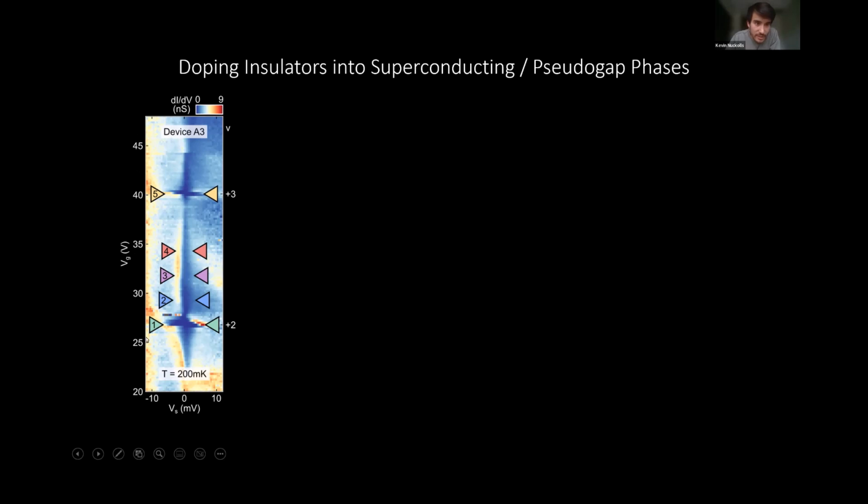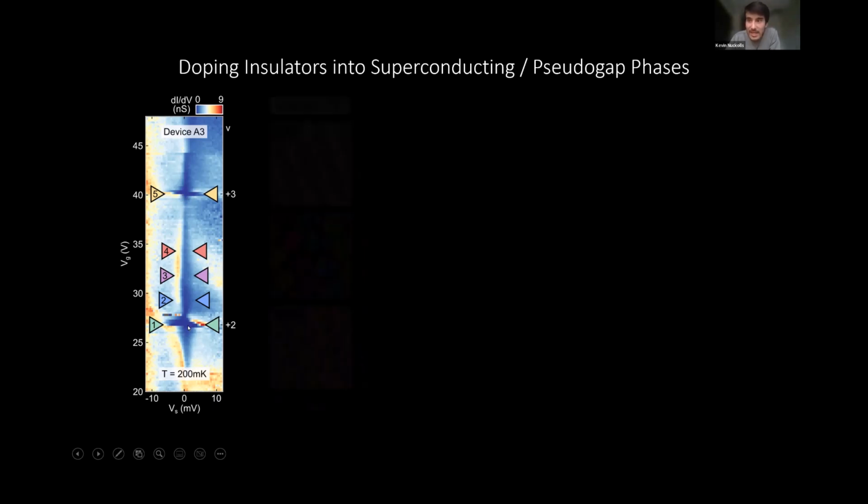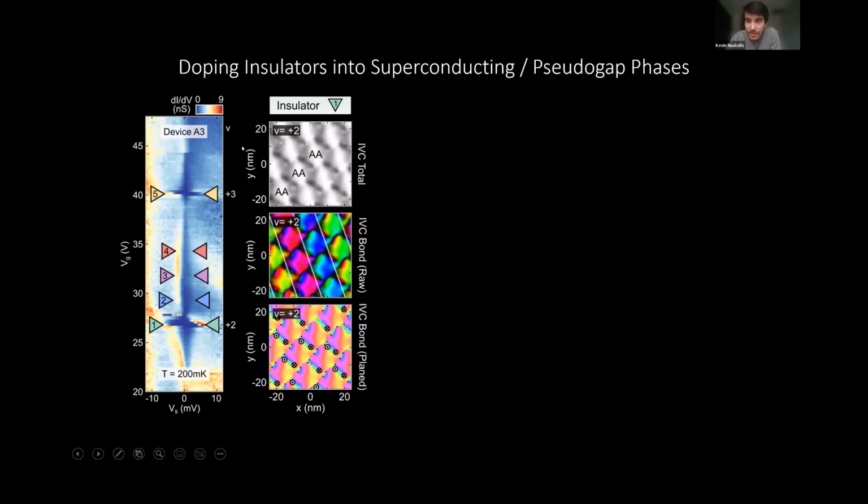So here's some spectroscopy at millikelvin temperatures as a function of density, where right here at the Fermi level, we see this blue zero conductance feature, the correlated insulator gap that opens and closes at the Fermi level, and then reopens into a new pseudogap phase, which closes and reopens into a correlated insulator at nu equals +3. So parking the chemical potential first in the nu equals +2 gap, and imaging, we find many salient features of the ±2 insulators in typical devices.